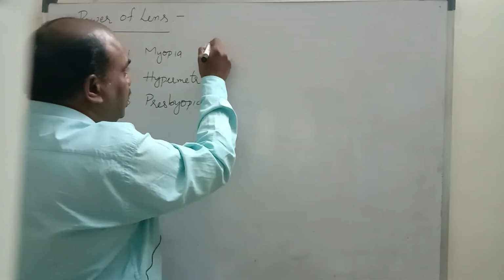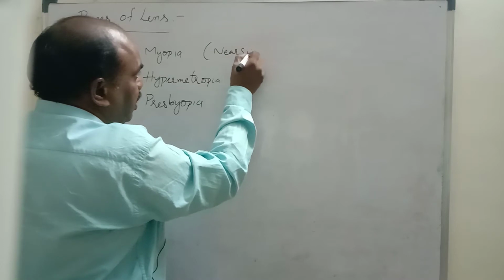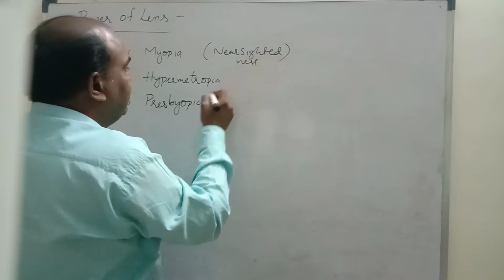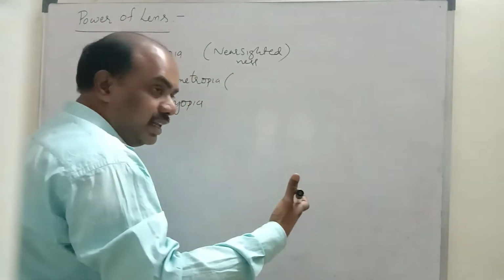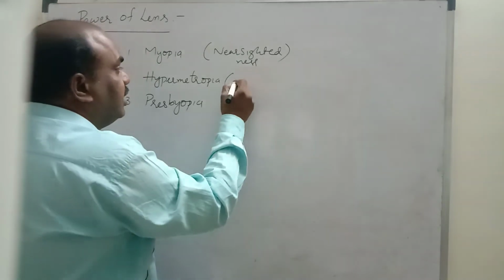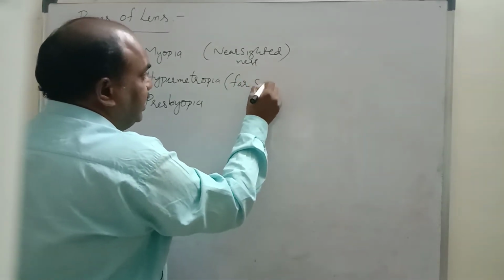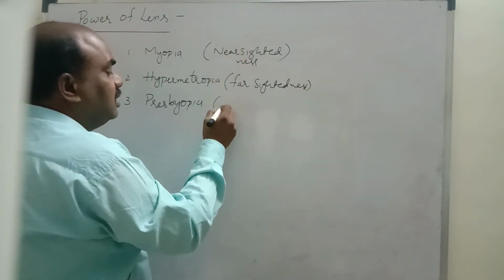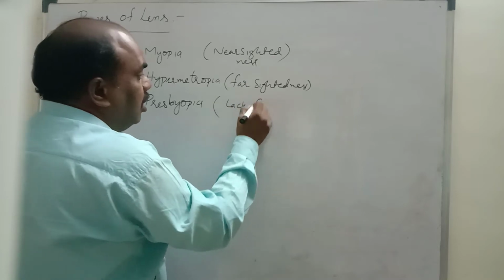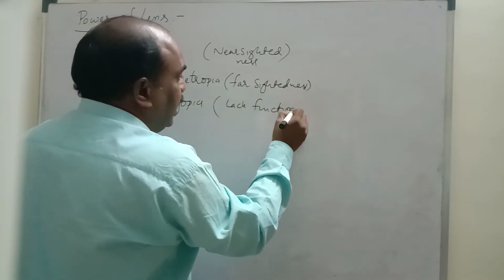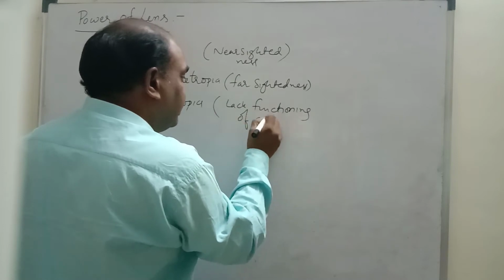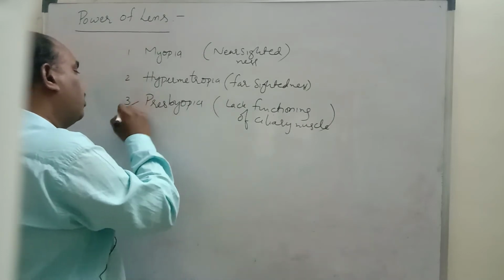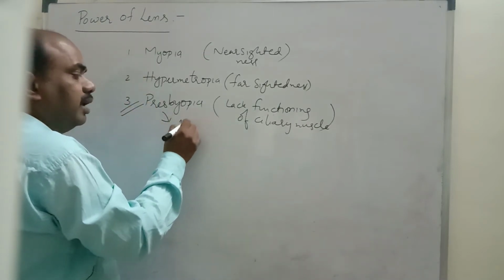Myopia is also called nearsightedness. Why? Because the image forms before the retina of the eye. In hypermetropia, the person cannot see nearer objects, and the image forms after the retina, so it is also called farsightedness. And in presbyopia, the person cannot see both near and far due to lack of functioning of ciliary muscles. Generally, old age people cannot see both near and farther objects.